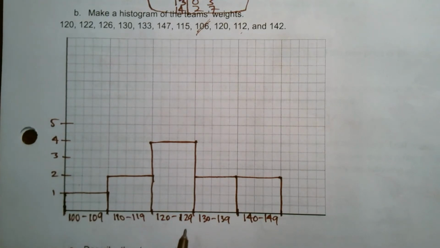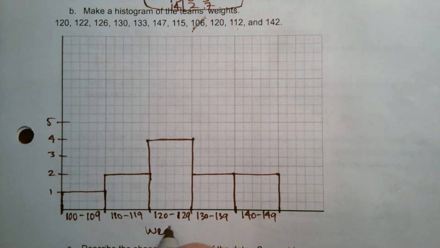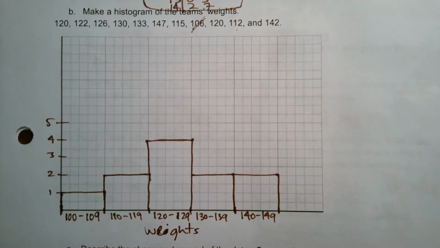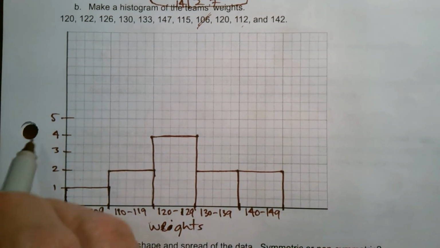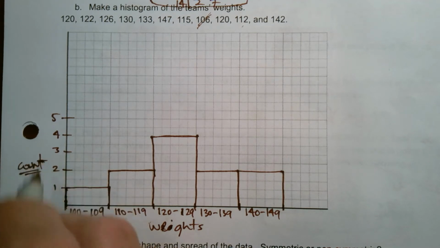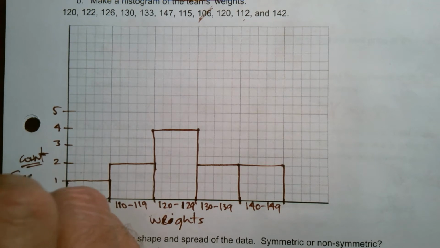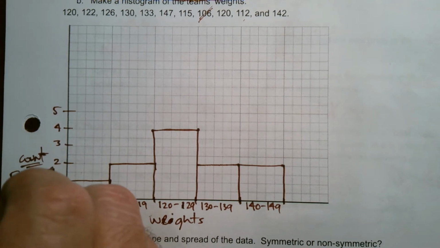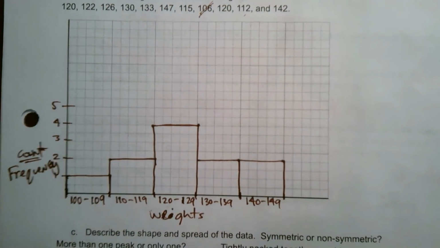Okay. Oh, and I should label. This is the weights of the girls. I can just do it that way. Weights, so that way I know those represent weights. And the vertical axis is always the count, or the number of, if you want to consider that. Okay, the frequency. That's a better word. This is the frequency, the count or the frequency.